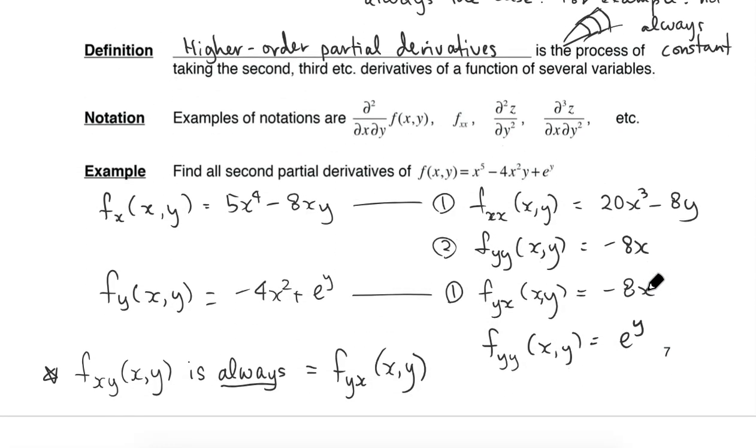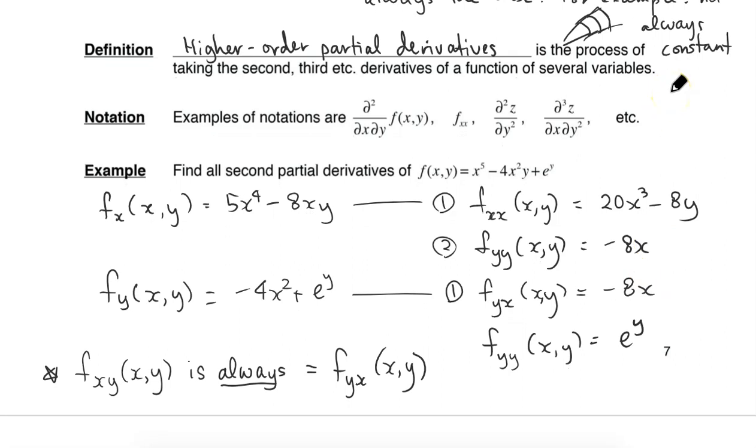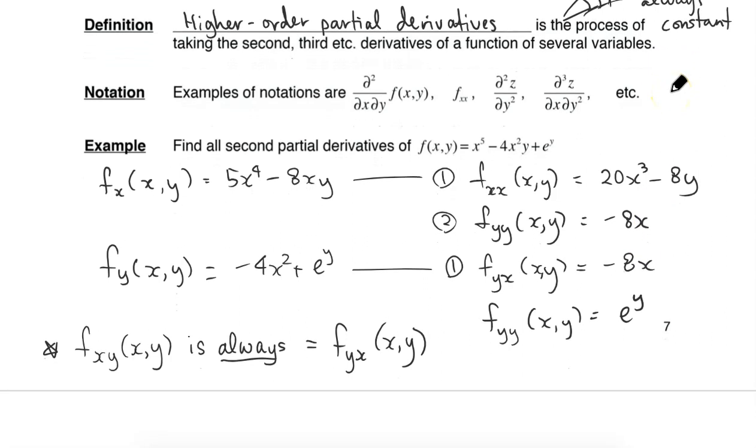Higher order derivatives, or higher order partial derivatives, to be more precise, is the process of taking the second and third, etc. derivatives. Just like in regular calculus, we have to be more aware of the writing here. This is partial squared, partial x, partial y of f of xy, or more conveniently, fxx.